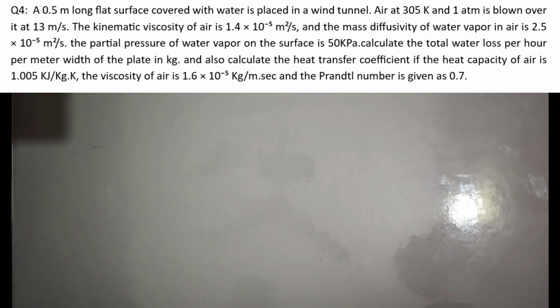Calculate the total water loss per hour per meter width of plate in kg, and calculate the heat transfer coefficient if the heat capacity of air is 1.005 kilojoule per kg Kelvin. The viscosity of air is 1.6 into 10 raised to power minus 5 kg per meter per second, and the Prandtl number is given as 0.7.